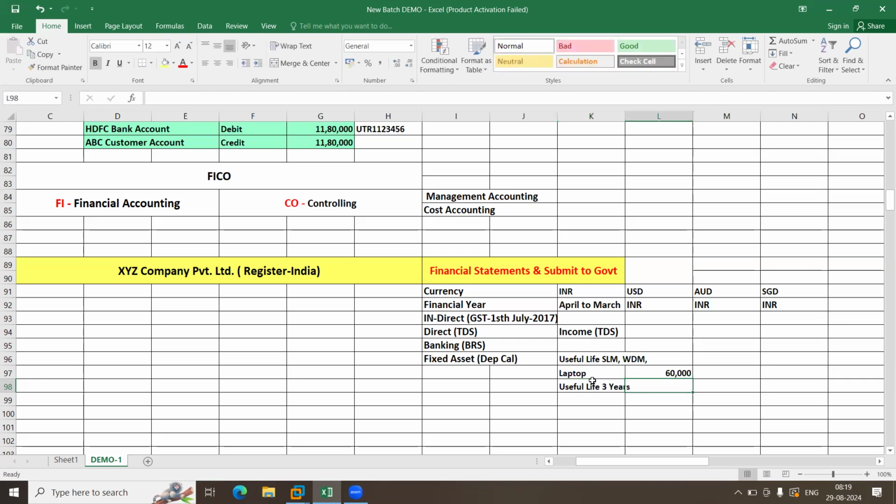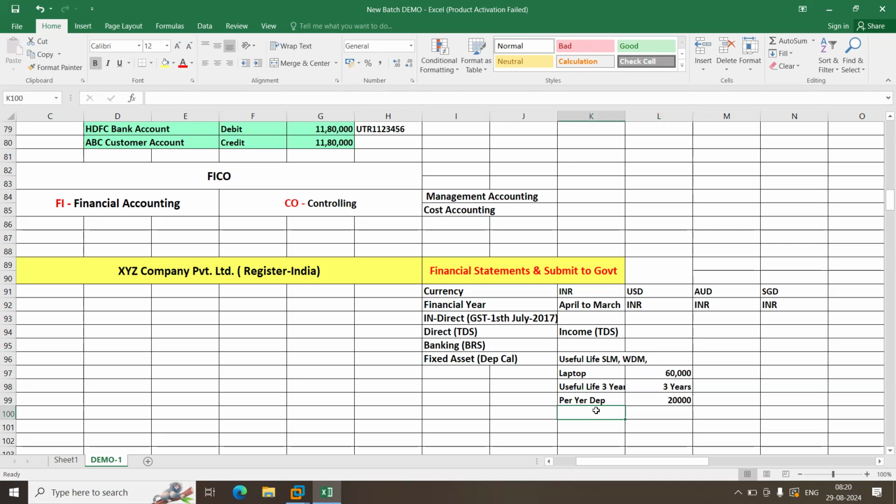Okay. Then what is the per year depreciation? 60,000 by 40%. So asset value is 60,000. Useful life is 3 years. So depreciation per year is 20,000. Simple calculation: asset value by useful life in number of years gives us the depreciation amount per year.